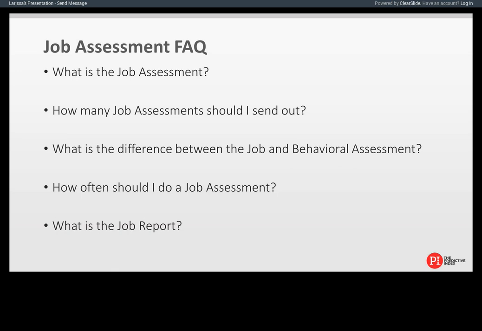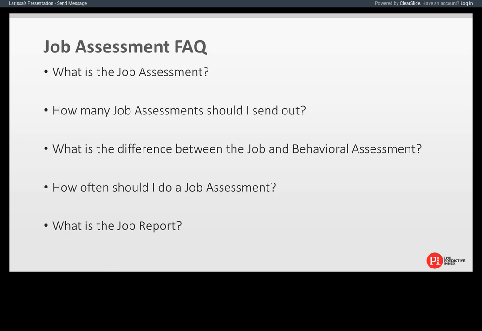And what I mean by that is anyone who has a really keen knowledge and experience of what it takes to do that job. Now, that person could be the manager. It could be someone in HR. It also could be the high performers already in that position. So again, we look to send between 3 and 5 is the sweet spot.